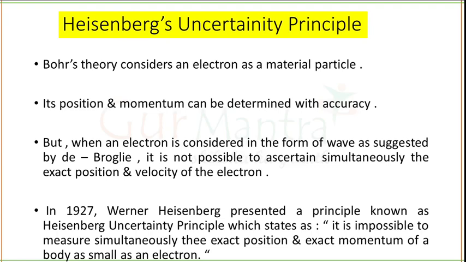Therefore, in 1927, Werner Heisenberg presented a principle known as Heisenberg's uncertainty principle, which states that it is impossible to measure simultaneously the exact position and exact momentum, the exact velocity, of a body as small as an electron.